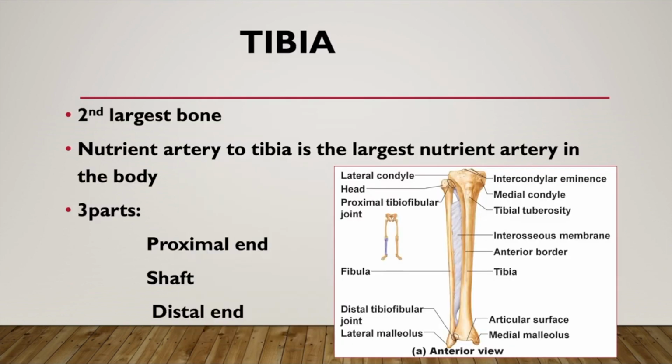Tibia, second largest bone. Nutrient artery to tibia is the largest nutrient artery in the body. It has 3 parts: proximal end, shaft, and distal end.